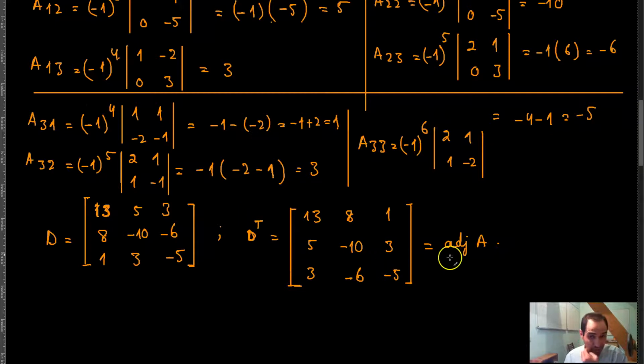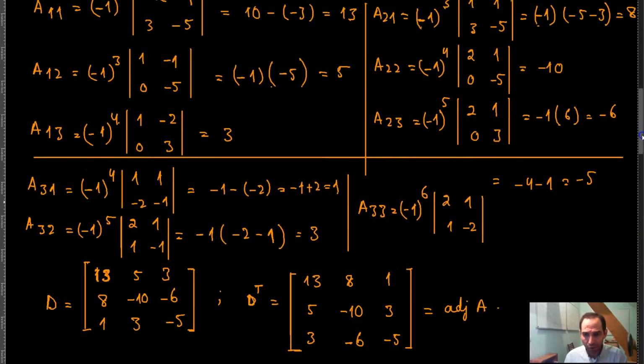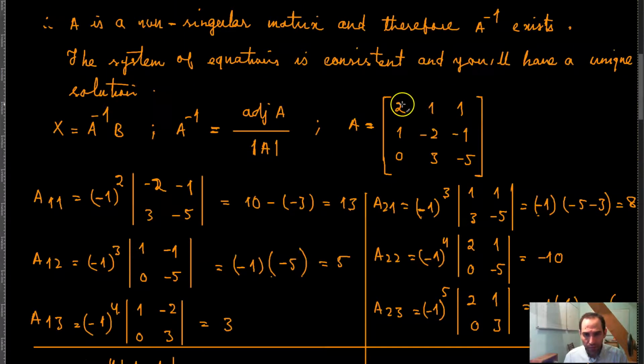So if you paid attention to this process, this was the matrix A, and I calculated the cofactor of each of these elements. For example, for A of 1, 1, the cofactor of this element is negative 1 raised to the power i plus j, for example 1 plus 1, times the minor of the same element. The minor is the determinant that you would get by deleting the ith row and the jth column, which is negative 2, negative 1, 3, and negative 5. And then you'll get some number for that.